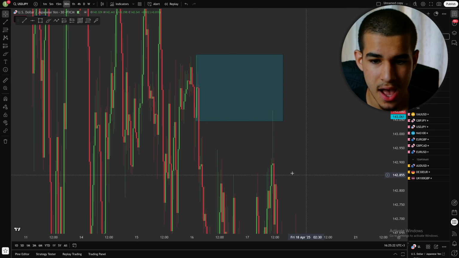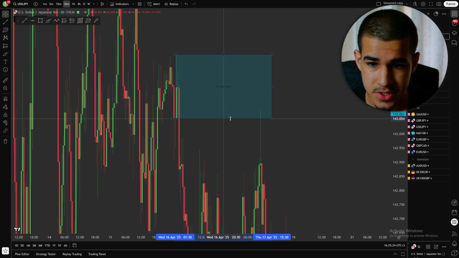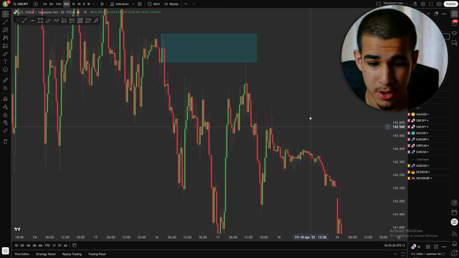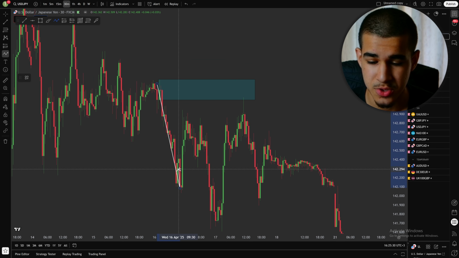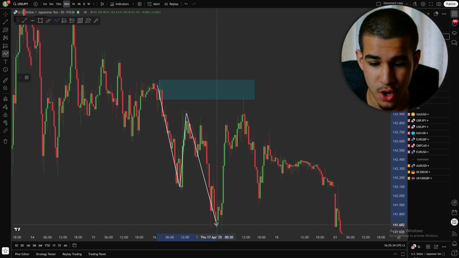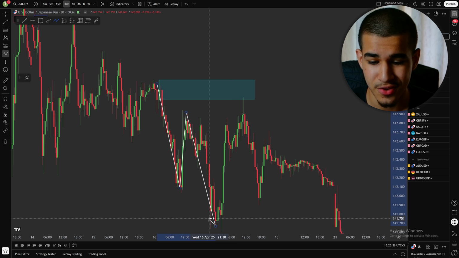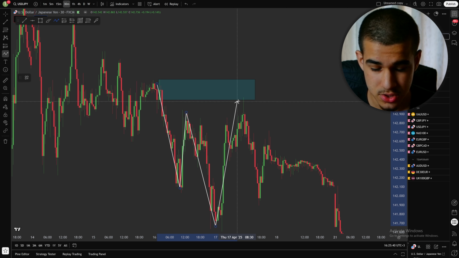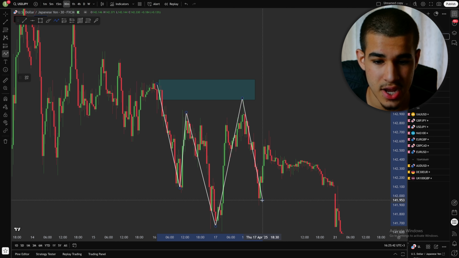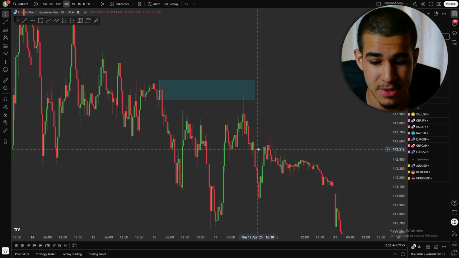As you can see here, I have a clean supply zone, an accuracy zone, and it had a perfect reaction. As you can see, strong push down before our supply zone was created. You have a level of liquidity. You have a break of structure of this liquidity, so liquidity taking out its own low, and then you had direct movement to the zone and had a nice reaction. And that's about it for the explanation of this trade.